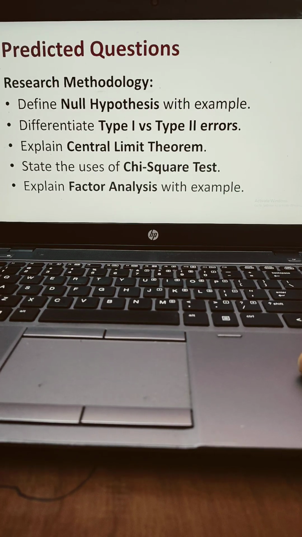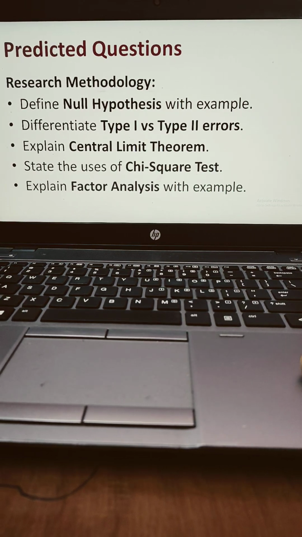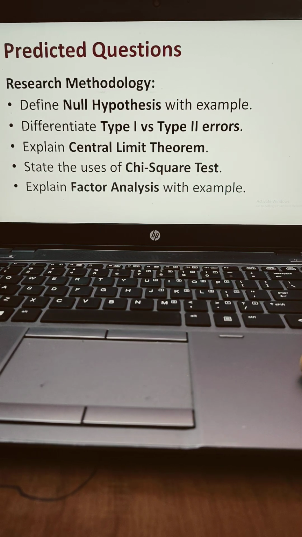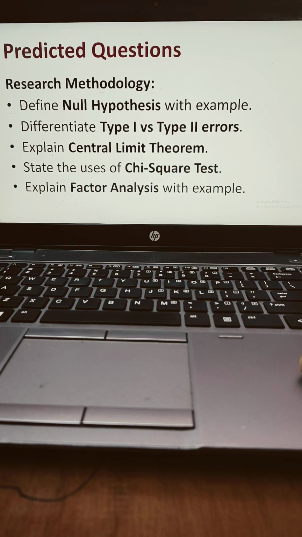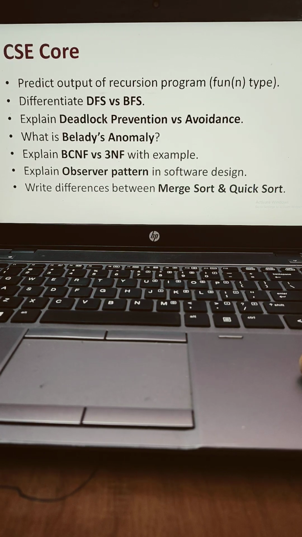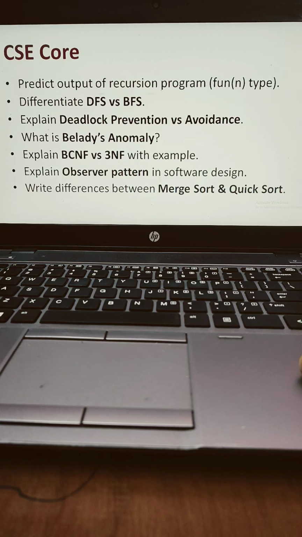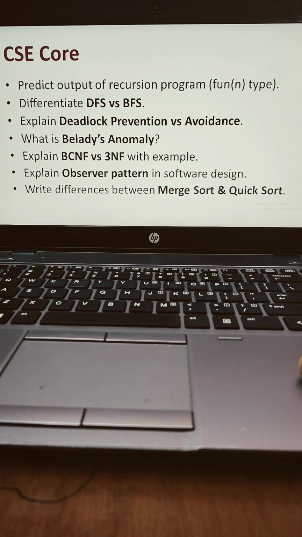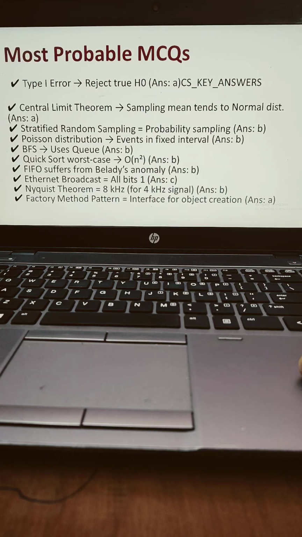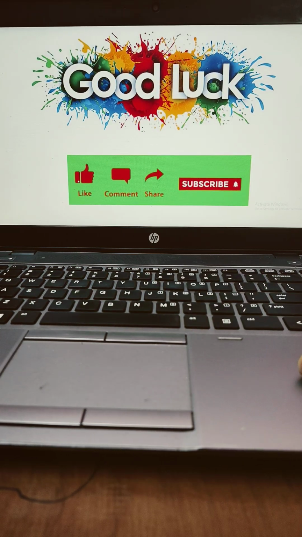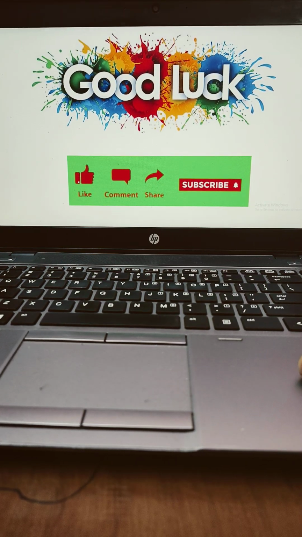Even predicted questions are null hypothesis, type 1 and type 2 errors, central limit theorem, chi-square test, factor analysis. This I have done based on the previous year question papers and by analyzing the pattern. From the computer science core subjects, probable questions are DFS versus BFS, then BCNF and 3NF, observer pattern, etc. Even most probable questions like central limit theorem, stratified random sampling, BFS, then first in first out suffers from Belady's anomaly, then Ethernet broadcast. These are the important topics which you can expect from the computer science domain.